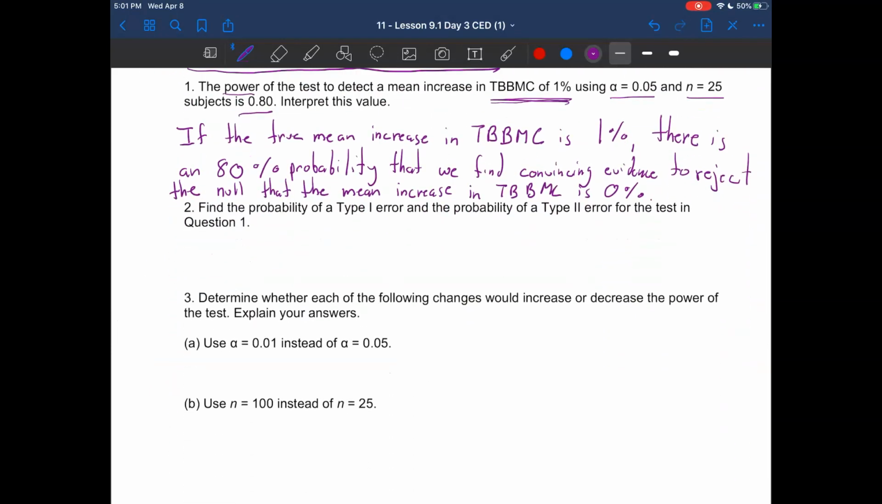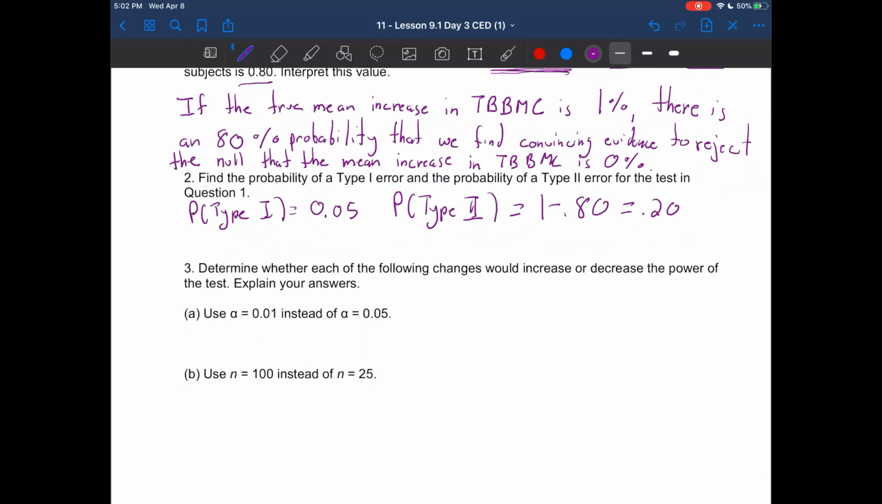Okay, so for question number 2, find the probability of a type 1 error and the probability of a type 2 error for the test in question 1. Well, we know that the probability of a type 1 is our significance level, and if we go back, that's 0.05 from what they told us above. To find the probability of type 2, that is equal to 1 minus the power, so that's 1 minus 0.80, so we have a 20% chance of having a type 2 error.